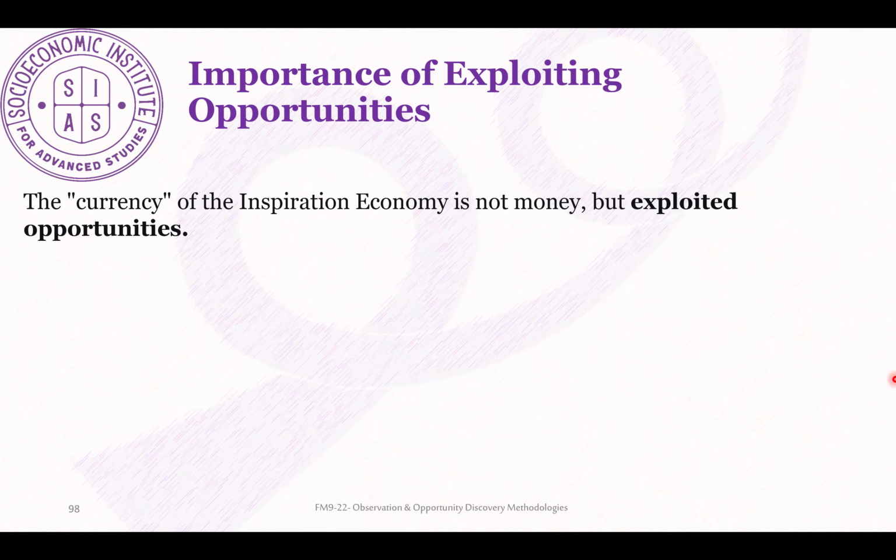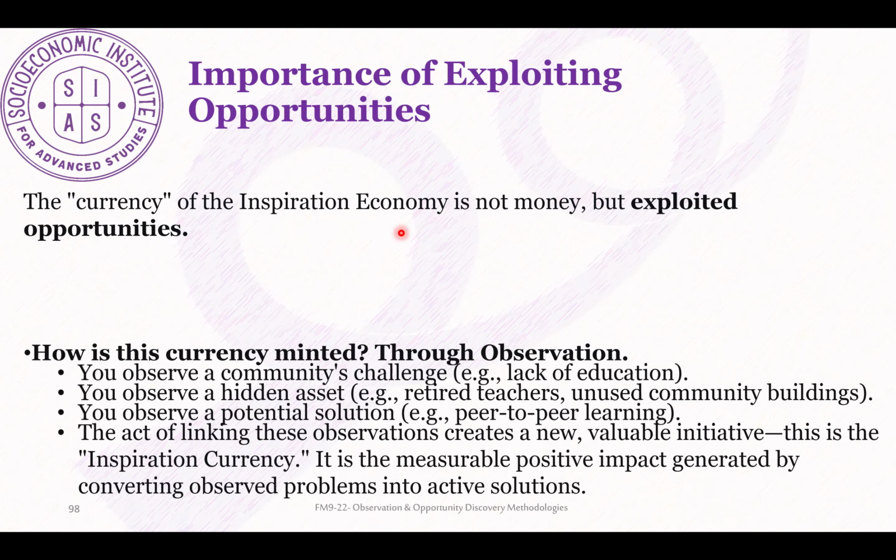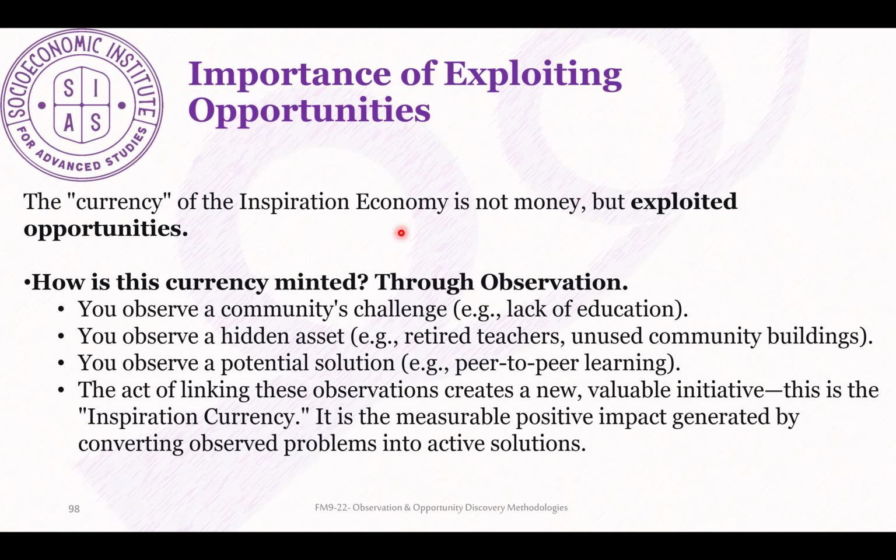Now, it's very important that we think about how we exploit opportunities, because through exploiting opportunities, we are going to reach the level of the aspiration economic currency. And this currency actually comes after we observe a community's challenge, for example, lack of education. A community's challenge cannot come directly. It should come through stages. Or when we observe a hidden asset within the community.